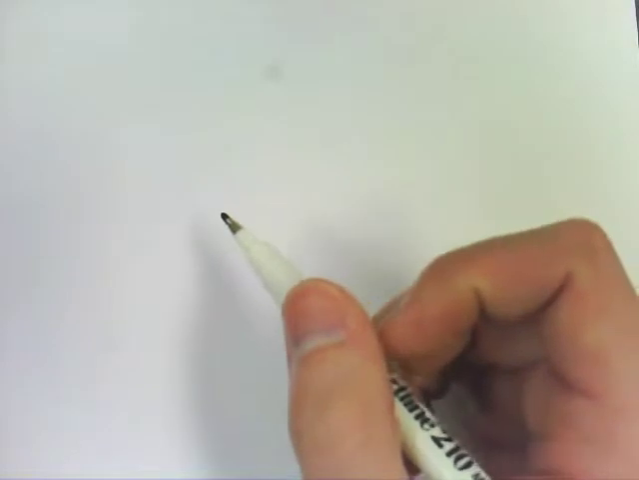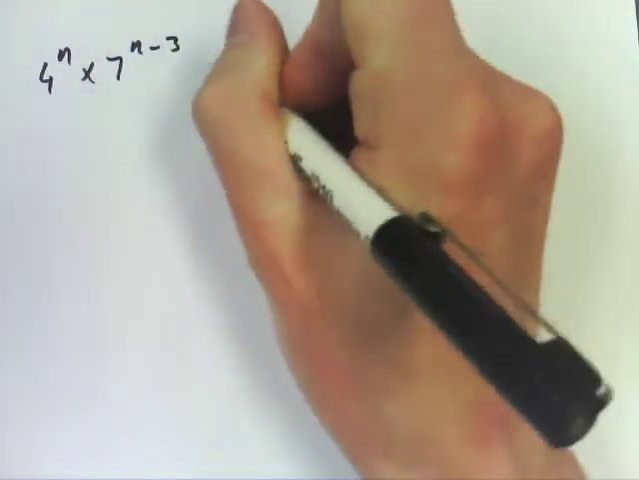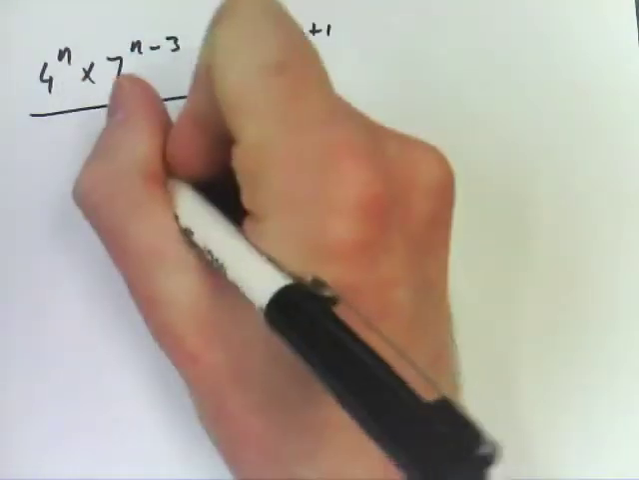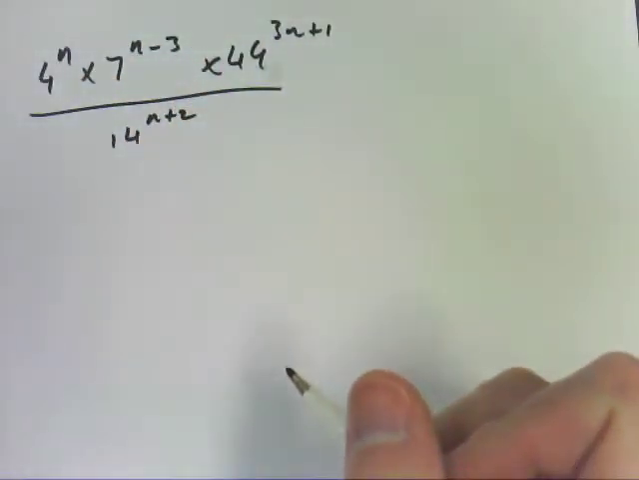Now, for the trickiest question. Okay? Let's do 9c: 4 to the n times 7 to the n minus 3 times 49 to the 3n plus 1 divided by 14 to the n plus 2. Okay.